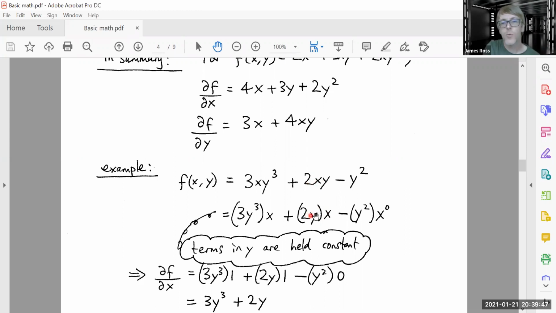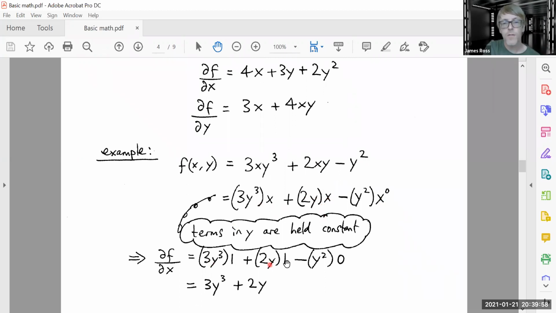Okay, so we can have the 2y as a constant, leave the x alone. And here, there is no x, so we can put in a dummy x to the 0th power. So now every term has an x and a y. Keeping all the y terms fixed, I've got x to the 1st power, so that becomes 1x to the 0th overall, which is just 1. Likewise, for this term, it just becomes 1. And then finally, it becomes 0x to the negative 1, which is just 0. That 0 destroys this term because it multiplies it by 0, which returns 0. And I'm left with 3y cubed plus 2y as my final answer for that derivative.